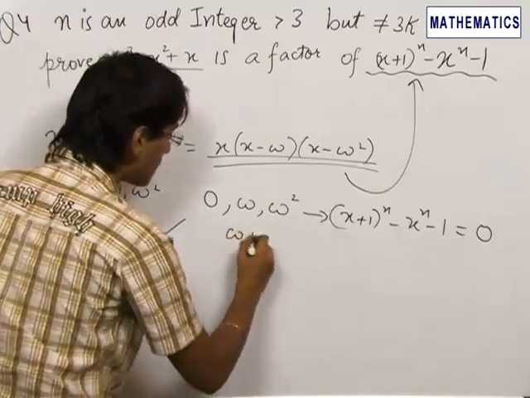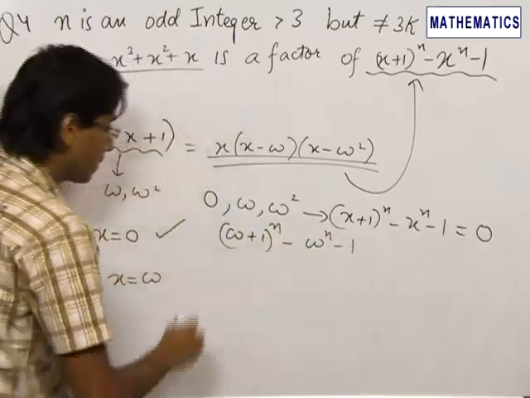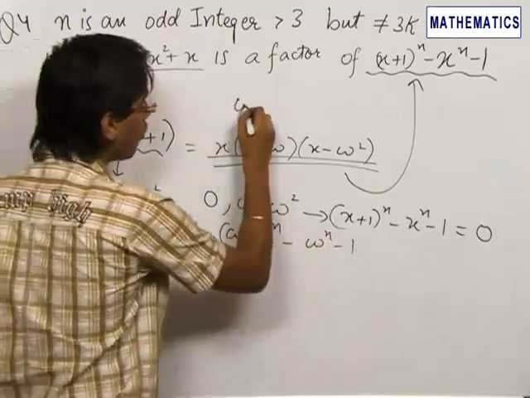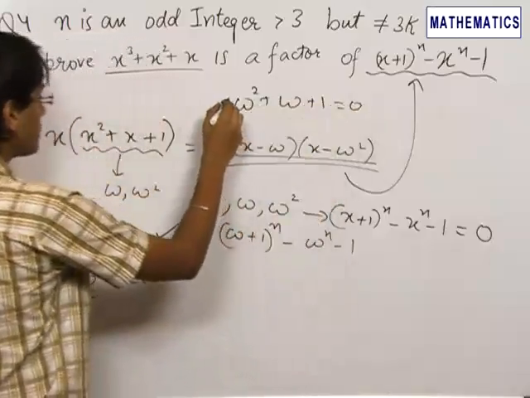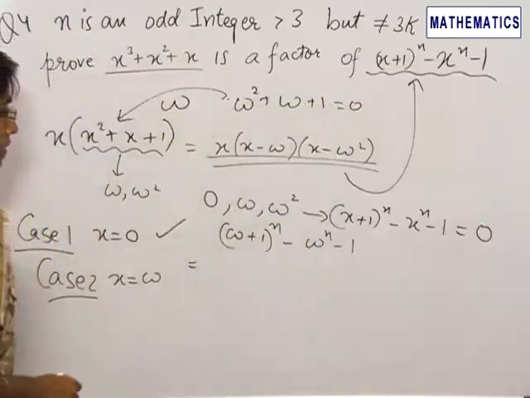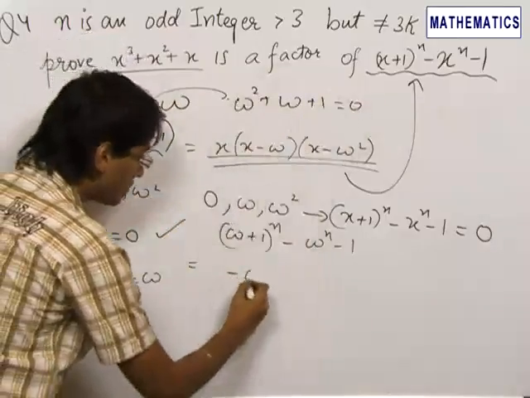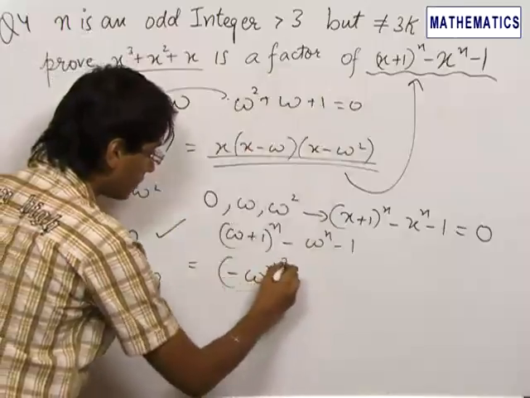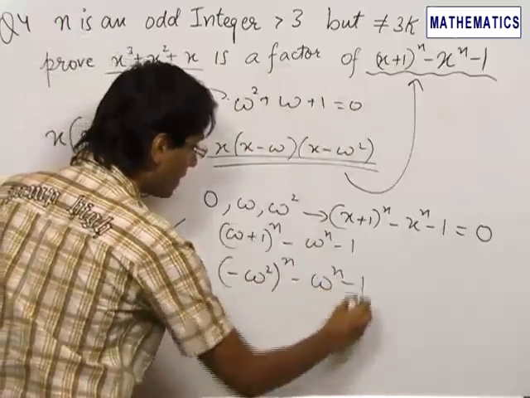Case 2, x equals omega. This becomes (omega plus 1) power n minus omega power n minus 1, and we know that omega square plus omega plus 1 equals 0, since omega is a root of this quadratic. So omega plus 1 is equal to minus omega square, so this becomes minus (omega square) power n minus omega power n minus 1.